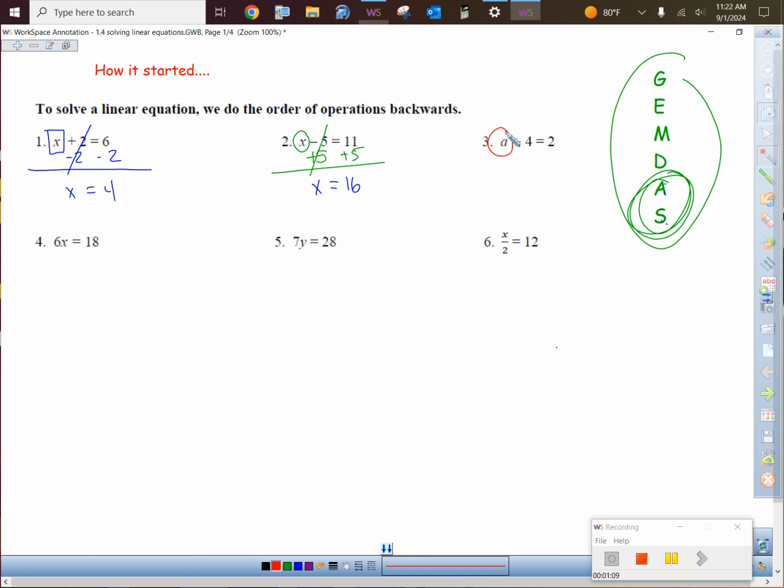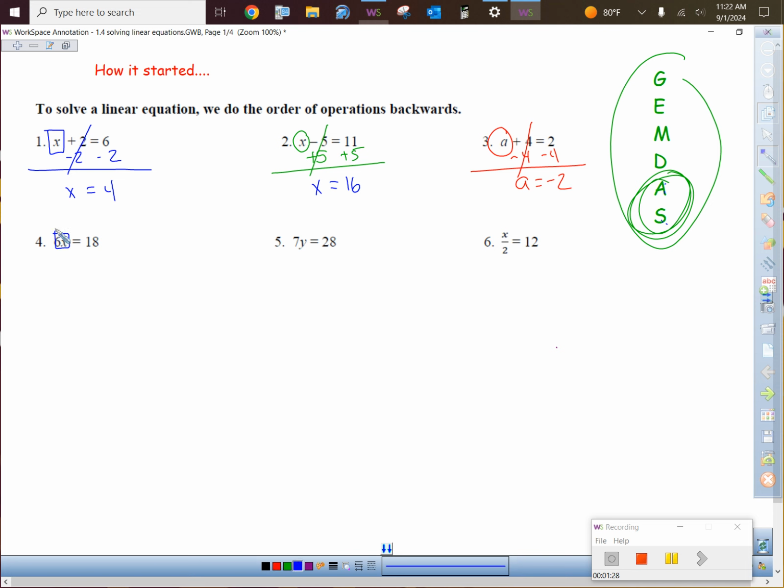And then one more of those. It doesn't matter what the letter is. Most of the times it's x, but in this case it's a. There's a plus 4 hanging out with it, so we'll get rid of that plus 4 by subtracting 4 from both sides. And don't be scared. You can get negative answers in that case. So that's no big deal. And then we'll kind of step it up a little bit.